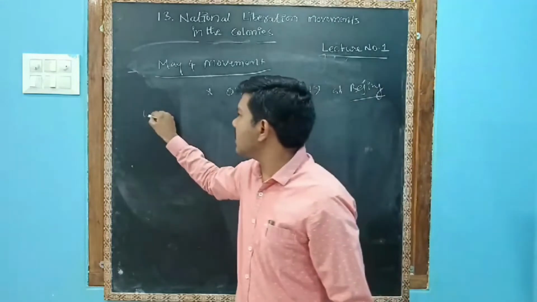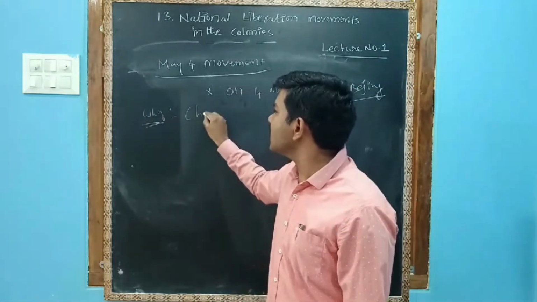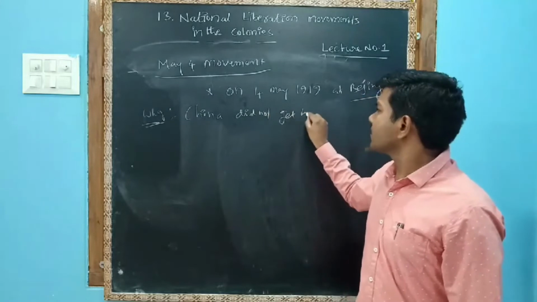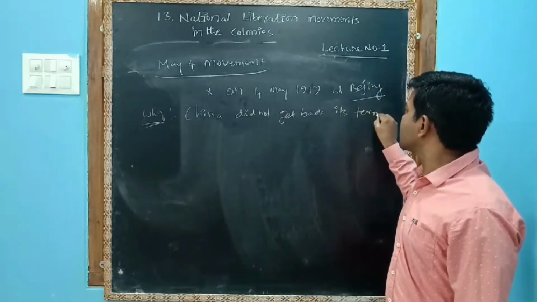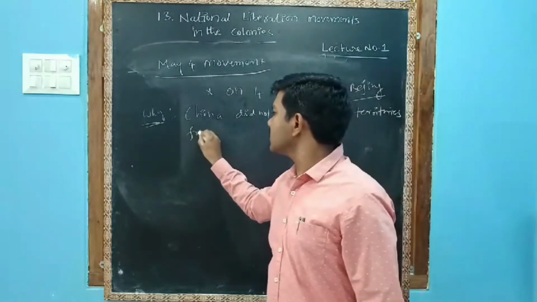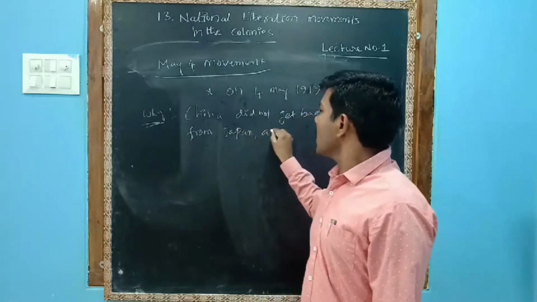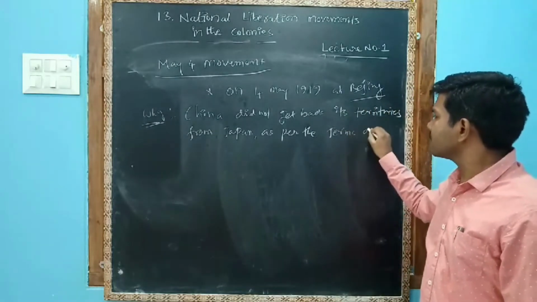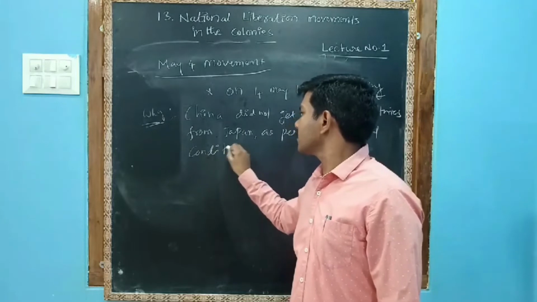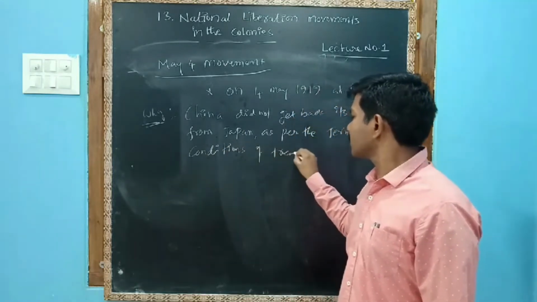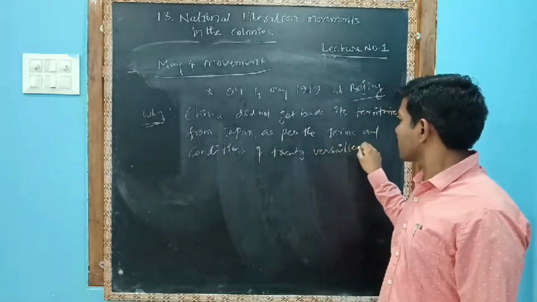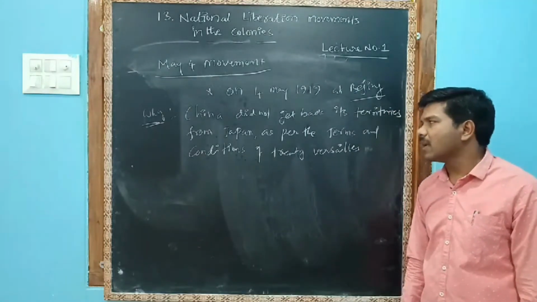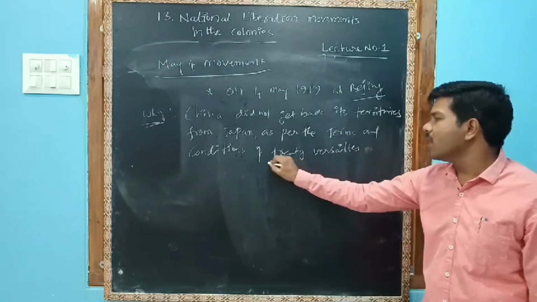Why was it started? The reason is China did not get back its territories from Japan as per the terms and conditions of the Treaty of Versailles. Why was the May 4th Movement started? Simple reason: China did not get back its territories from Japan as per the terms and conditions of the Treaty of Versailles.